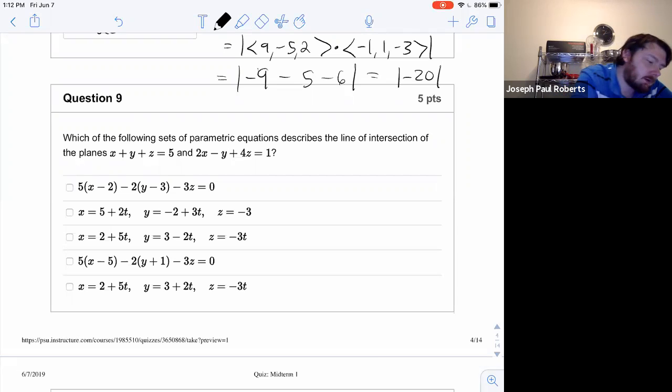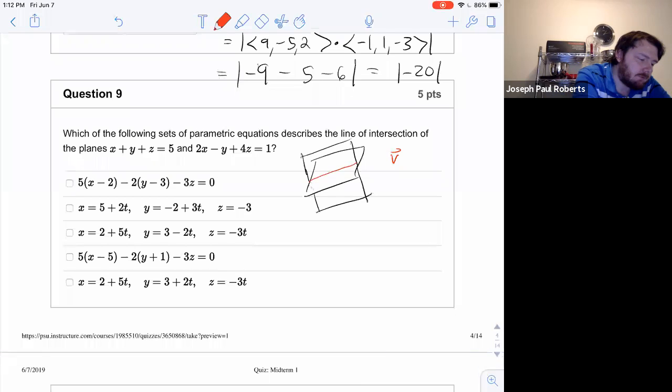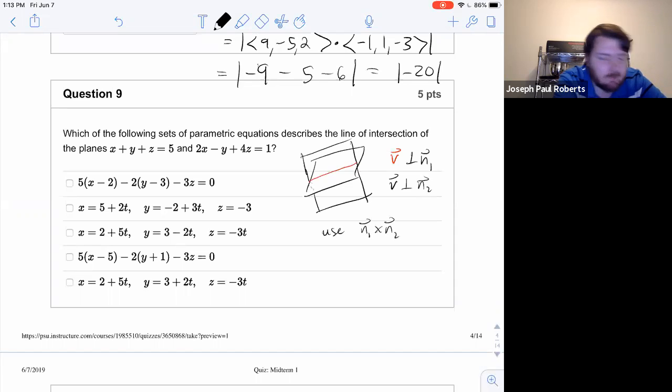For a plane to contain a line, the normal vector of the plane has to be perpendicular to the direction vector of the line. So this V that we're looking for, the direction of the line, we want it to be perpendicular to the normal vector for the first plane and to the normal vector of the second plane. So basically, we're going to use N1 cross N2 as V.